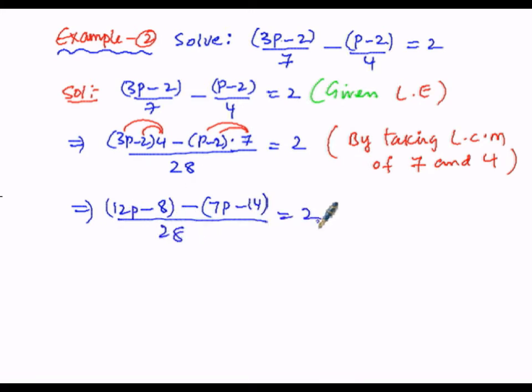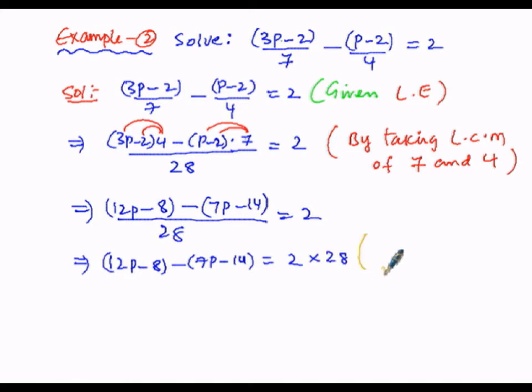So here, 12p minus 8 and minus (7p minus 14) are written as it is as the numerator. Then I want to transpose. Here, divided by 28 is there on the left hand side, so I want to transpose 28 to the right hand side. When it is divided by 28 and comes over to the right hand side, it will multiply. The division symbol on the left hand side becomes multiplication on the other hand, so it is multiplied with this denominator, that is 28.